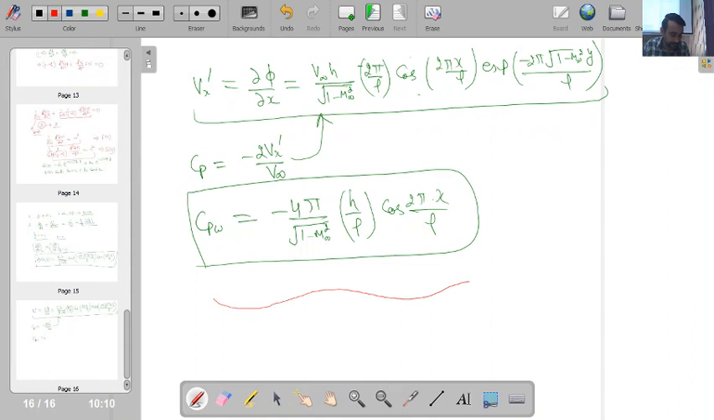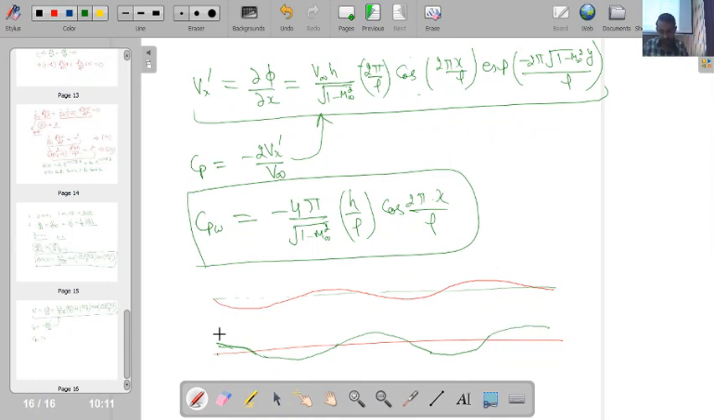Okay, an important point is that from this coefficient of pressure you can see, if this is your wave profile, then what will be the corresponding pressure profile? Say this is my wave profile. So the corresponding pressure profile will be at a phase of 180 degrees. Why? Can you tell me from this? So this will be my pressure profile.